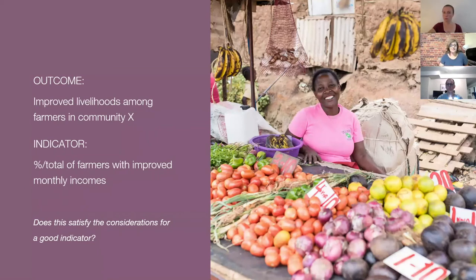The other thing that I thought of about this one is what percentage increase is going to be acceptable. So if you're only looking at data that says income has increased, what if it only increased by the equivalent of $1, but 100% of farmers got a $1 monthly income increase? The data would say the project was a huge success because 100% of farmers achieved that impact. But would that project really be successful? Would you have achieved real change?